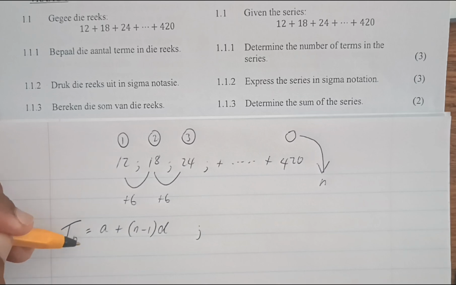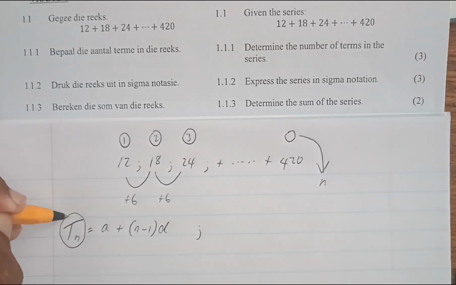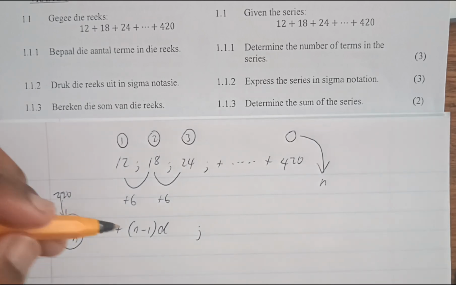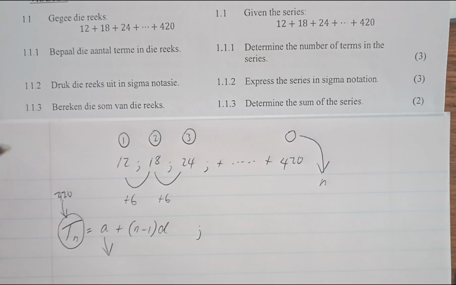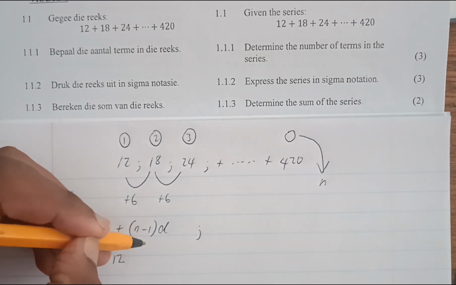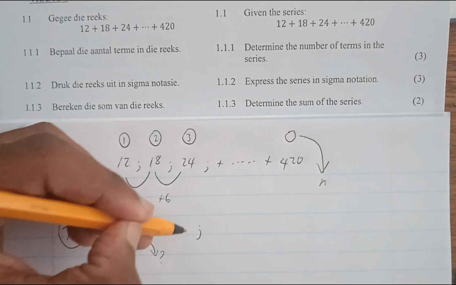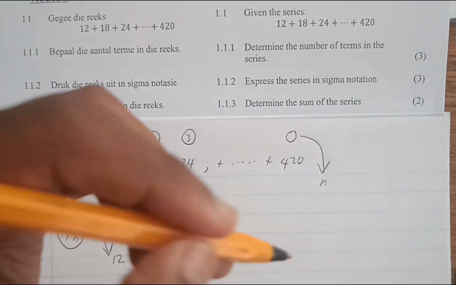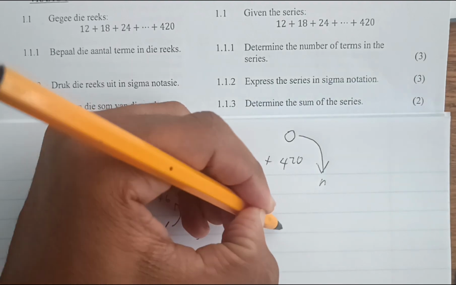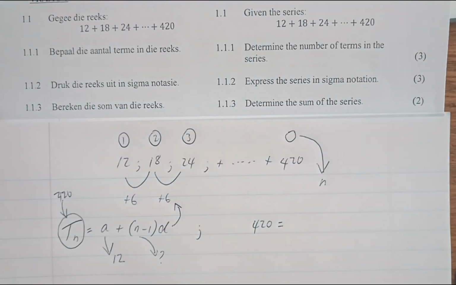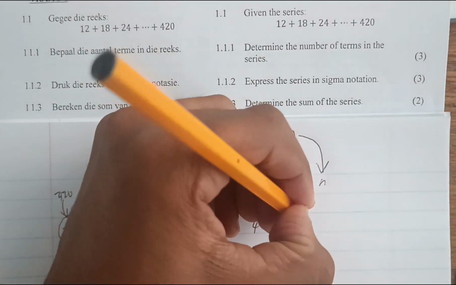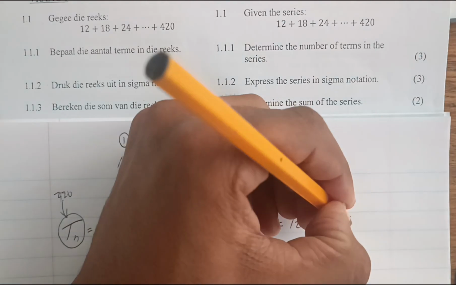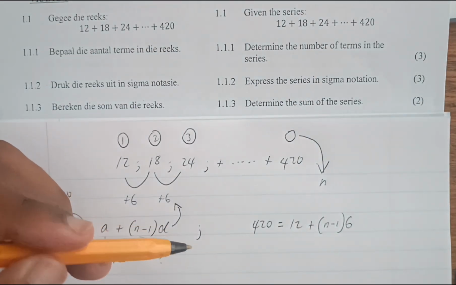So Tn for us is going to be 420. Okay, a is our first term, which in this case is 12. n is what we want to find out, and d is our constant difference, which we found was 6. Okay, let's substitute all of these. So 420 is equal to 12 plus n minus 1, and d is 6. And now it's just a matter of solving for n.